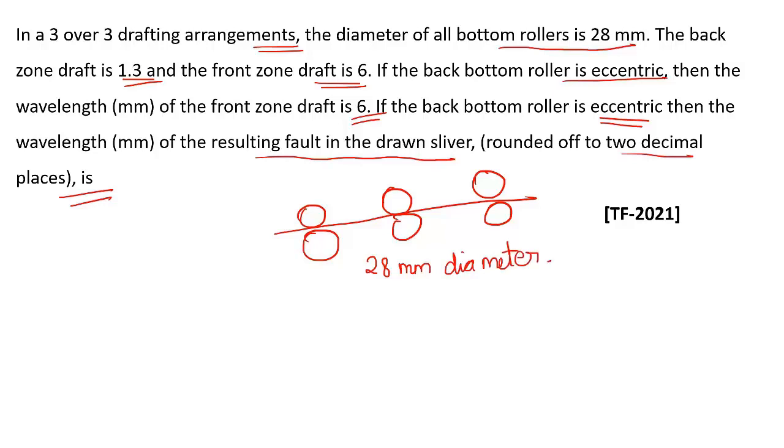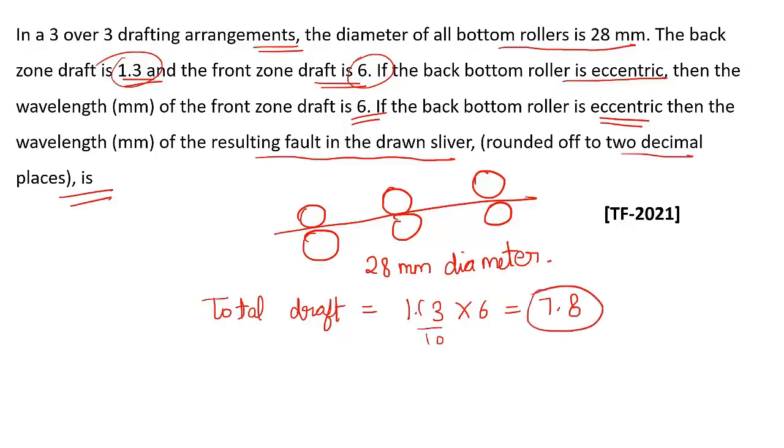If we calculate the front zone draft as 6 and the back zone draft as 1.3, the total draft is back zone draft into front zone draft, that means 1.3 into 6, that will come out to be 7.8. It is the total draft.